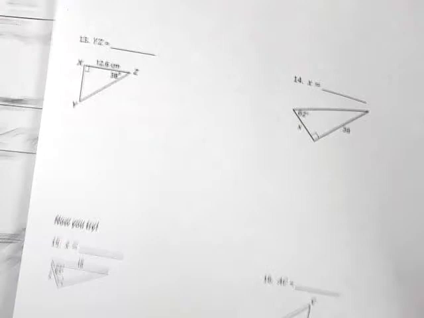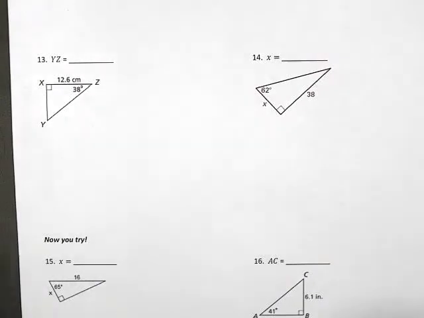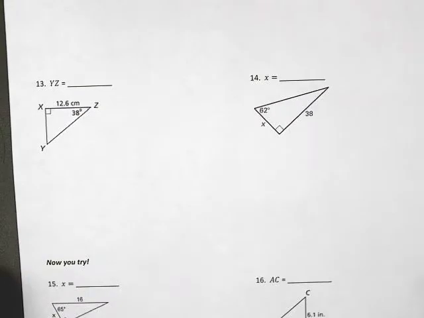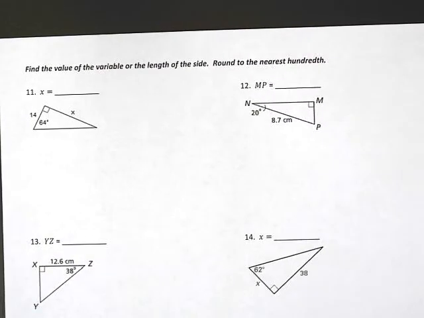Okay, so let's do some solving. We now have figured out kind of how to set up the trig ratio function or trig functions. We now know how to use our calculator when we need to find the sine, the cosine, or the tangent. So now we need to put everything together.